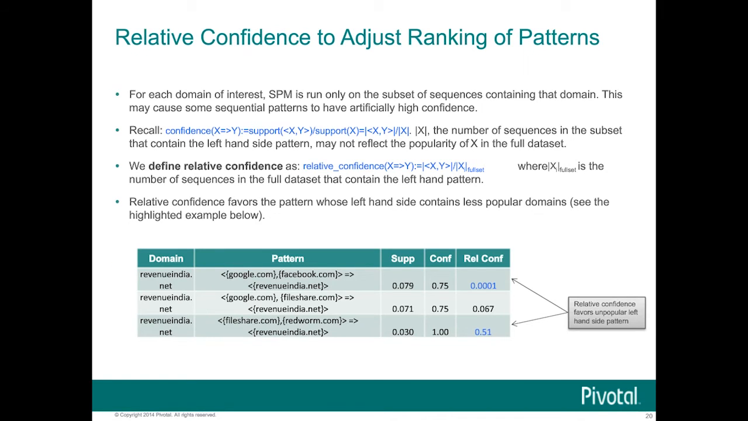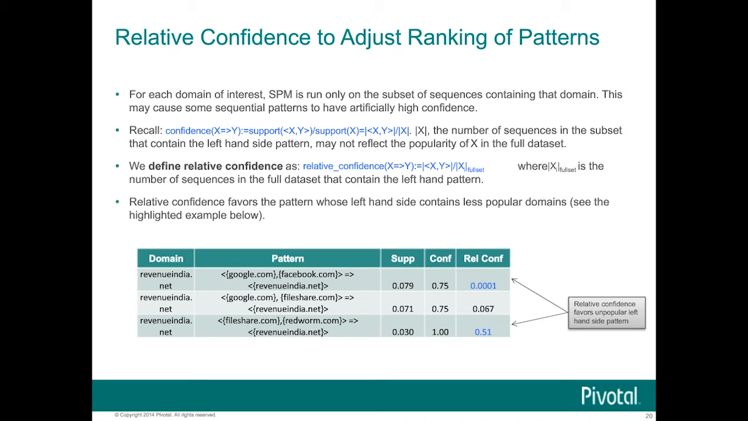So as mentioned in the previous slide, for each domain of interest, the sequential pattern mining algorithm is run on only a subset of sequences containing that domain. As a result of this, this may lead to some sequential patterns having artificially high confidence. So recall that the confidence of a pattern X implies Y is nothing but the support of X, Y divided by the support of X, right? Support of X is nothing but the number of sequences in the subset that contain the left-hand side pattern, that is X. So this may not reflect the popularity of X in the full data set, since we are only taking a subset of the data.